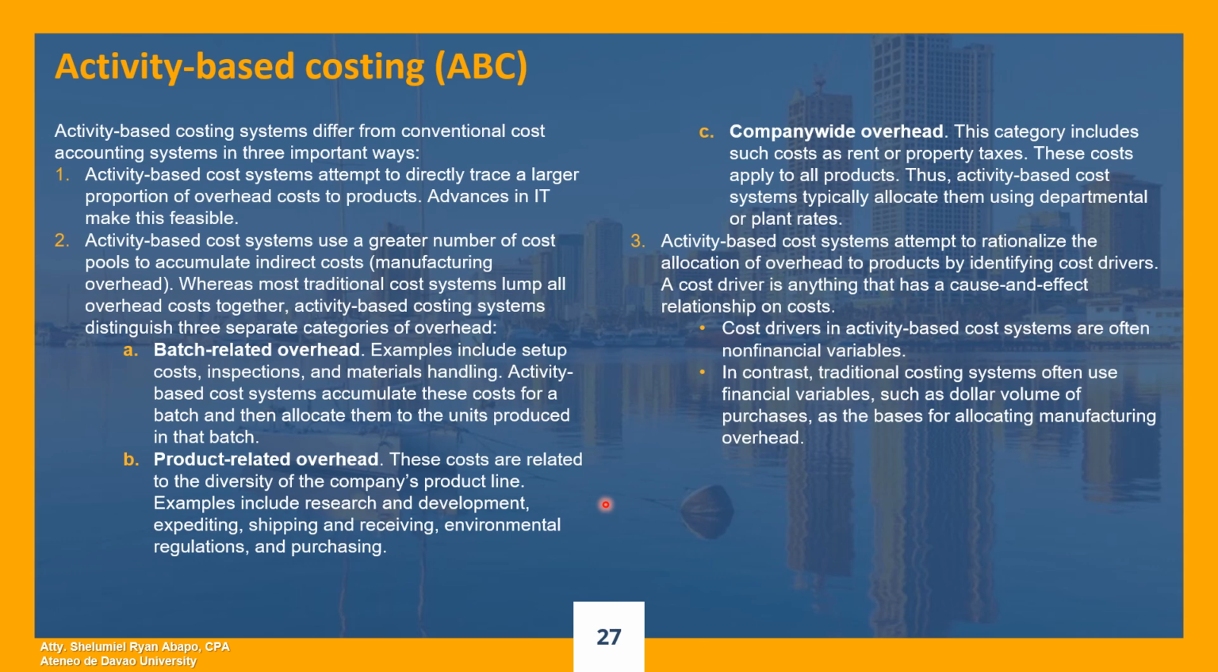That is the total cost of processing purchase orders, and it varies directly with the number of purchase orders that are processed. As in this example, cost drivers in activity-based cost systems are often non-financial in nature. These are often non-financial variables. In contrast, traditional costing systems often use financial variables such as dollar volume of purchases as the basis for allocating manufacturing overhead, right?